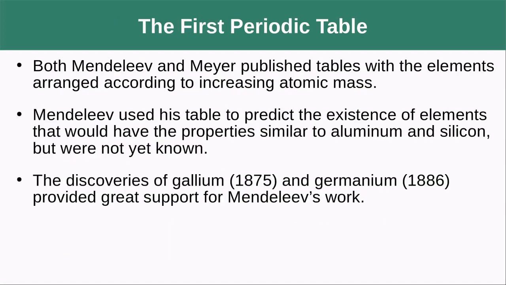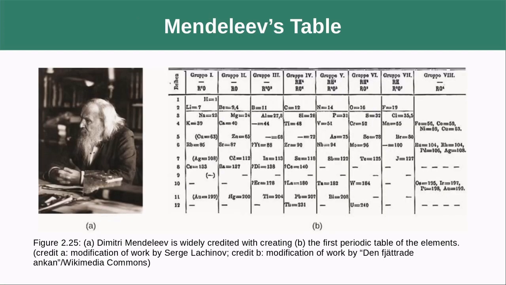They both published their tables according to increasing atomic mass, and Mendeleev was actually able to use his table to predict the existence of some elements that had not been discovered yet. And when they were later discovered, this provided a lot of support for Mendeleev's ideas that there was something to this sort of periodicity. Here we can see Mendeleev's original table looks very different than the one that we know today. And anecdotally, Mendeleev, great beard.